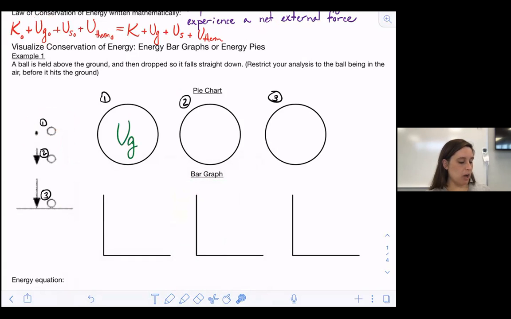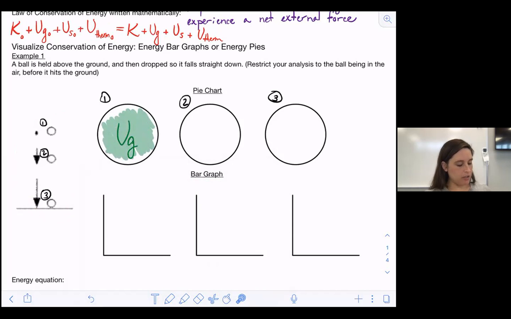There's no deformation that's going to happen during this motion, so we would not expect any spring energy, and we're just going to ignore any kind of thermal energy right now. Mostly because the only way that we could calculate it would be to think about friction, and we're going to ignore friction in this problem. So the only energy that this ball has at location 1 is gravitational energy.